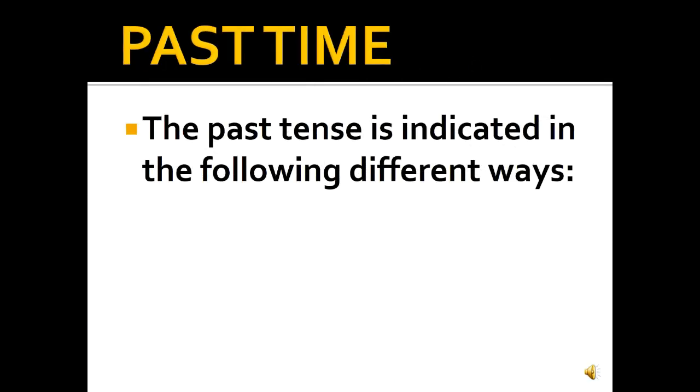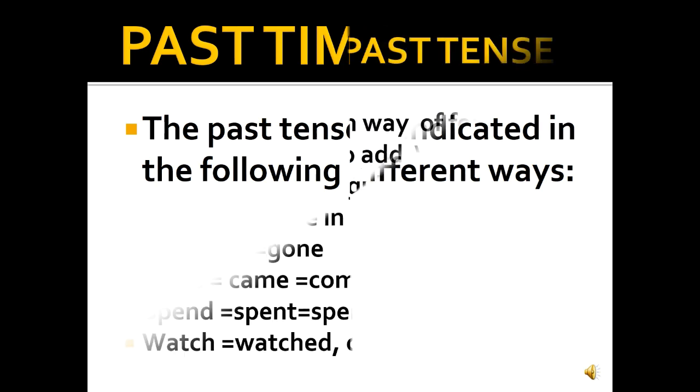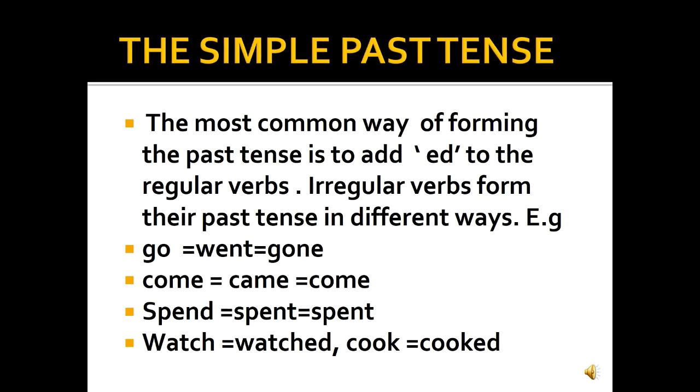Past time. The past tense is indicated in the following different ways. The simple past tense. The most common way of forming the past tense is to add ed to regular verbs, while irregular verbs form their past tense in different ways. For instance, all the verbs that take ed for their past tense and past participle, we call them regular verbs, and those that end in different ways, we call them irregular verbs.